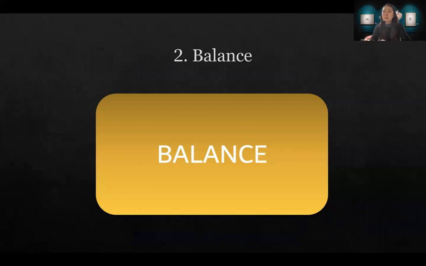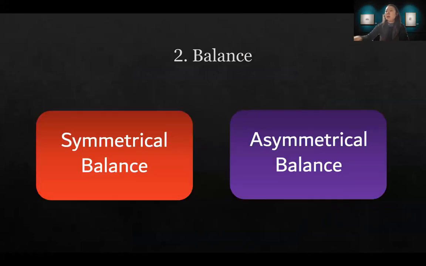So now let's move on to the next principle, balance. Balance refers to an apparent heaviness or lightness of forms arranged in a composition. So there are two types of balance in art. The first one is symmetrical balance and the other one is asymmetrical balance. So let's see what these are.